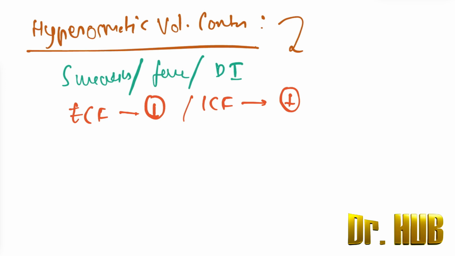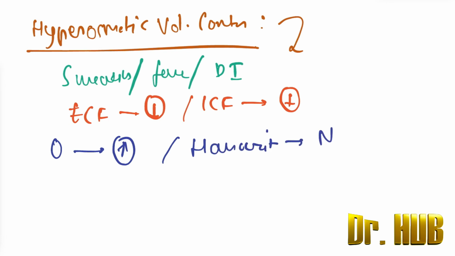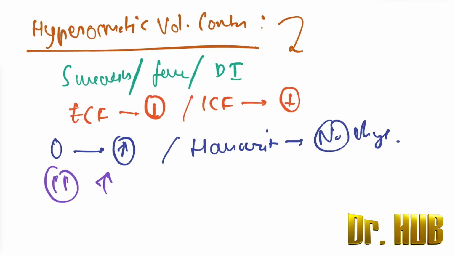Then comes the question of how the osmolarity is. Osmolarity is increased. Then if you look at the hematocrit, there is no change. Then what about the plasma proteins? Plasma protein is going to be increased.